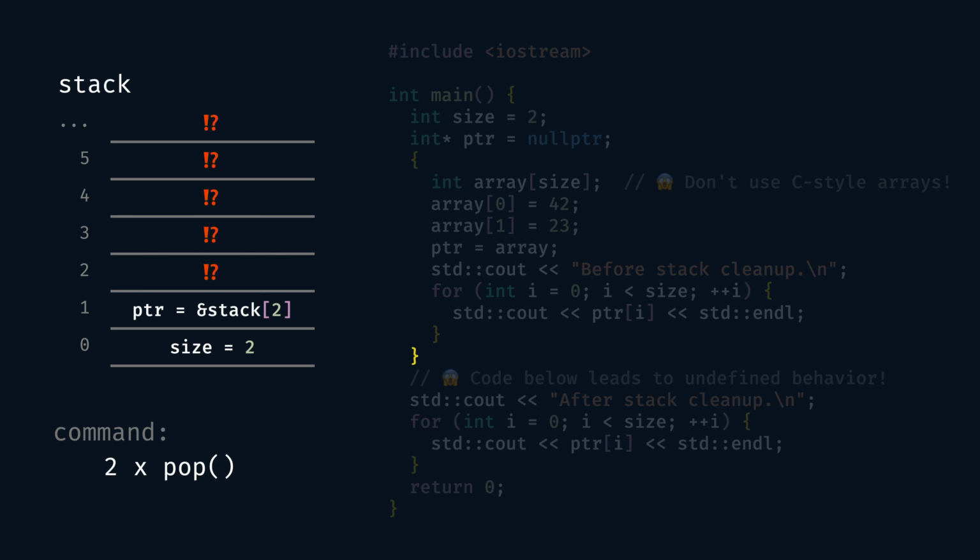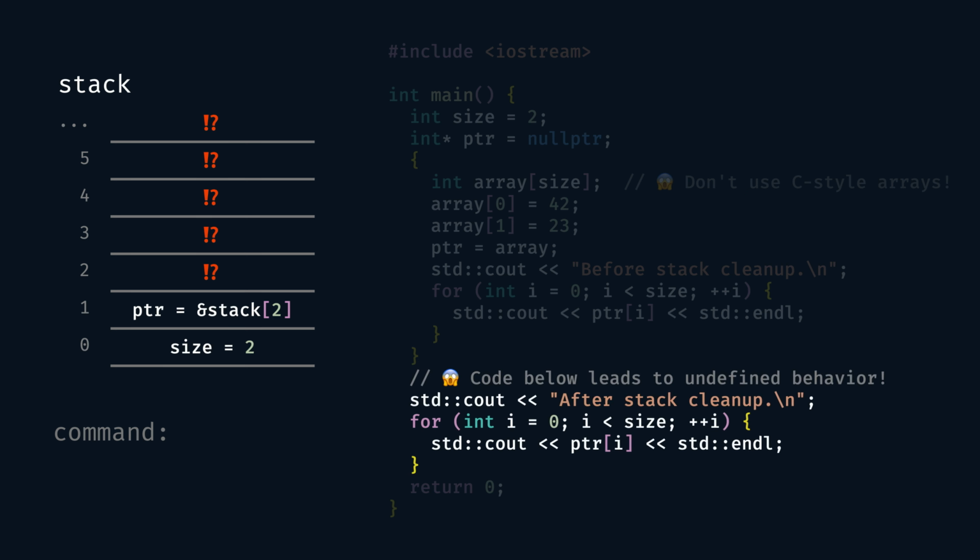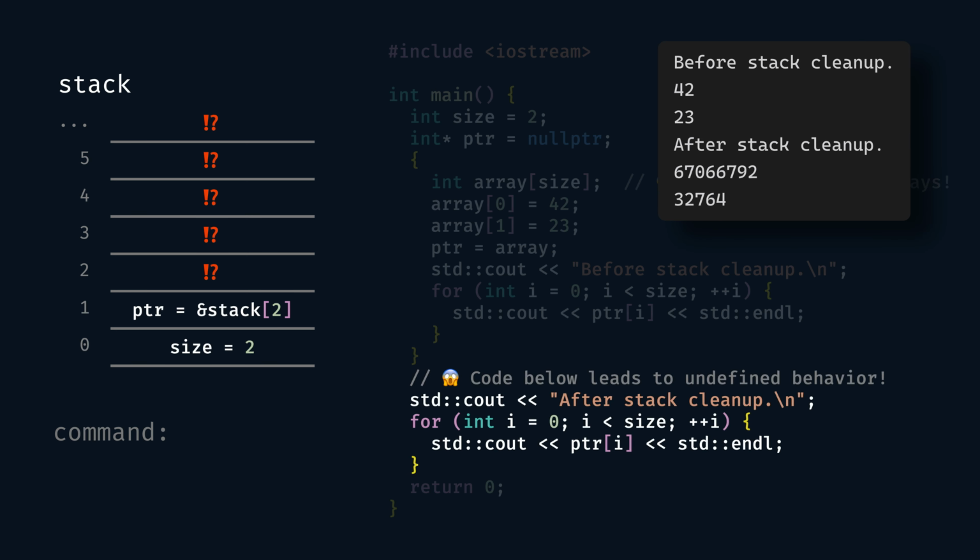Once we leave that scope, all the variables allocated while in it get popped off the stack, which means that now the pointer points to some data that we do not control, and this leads to undefined behavior. And if we run this program, it might print anything that it finds under that address.